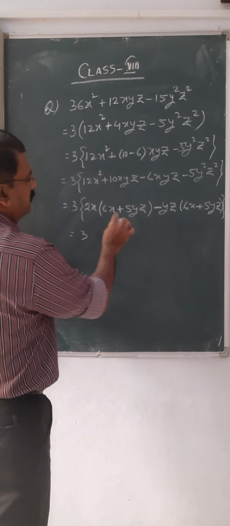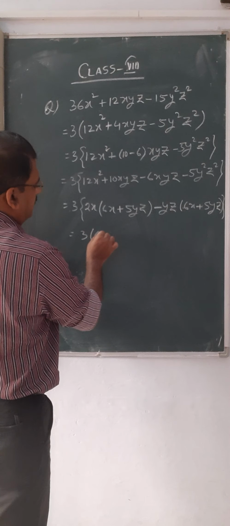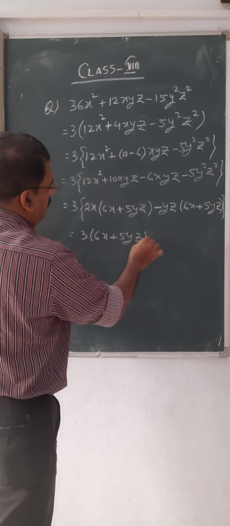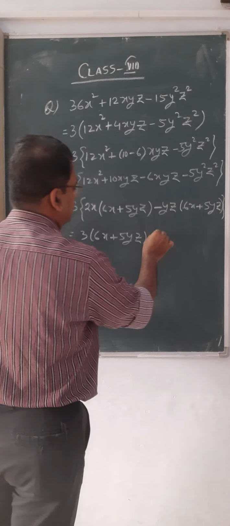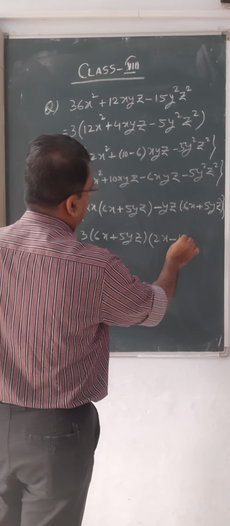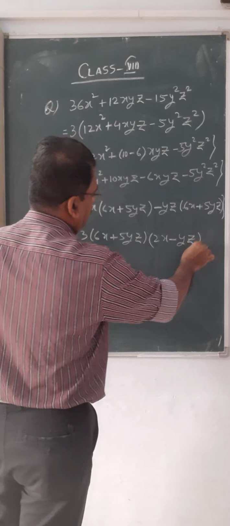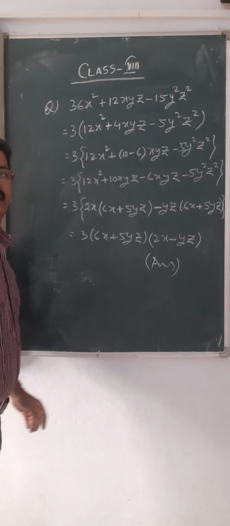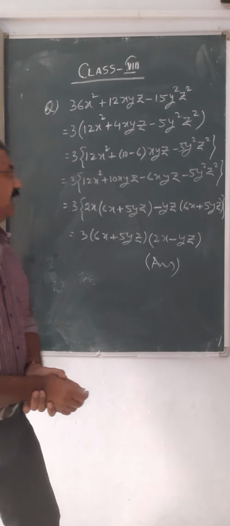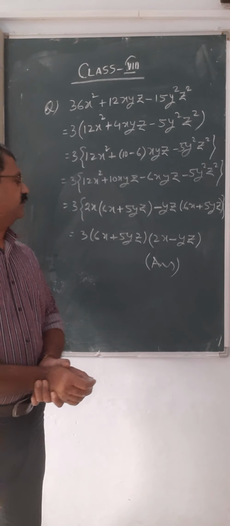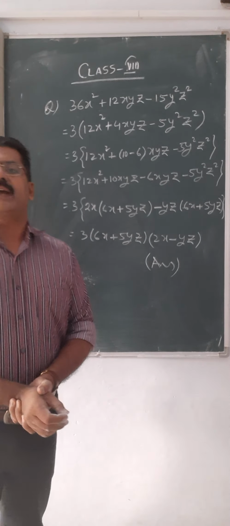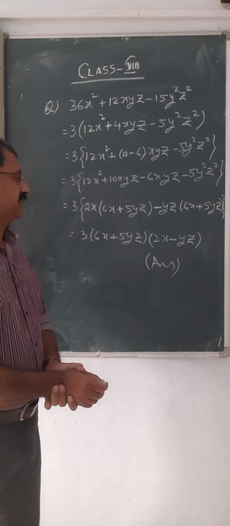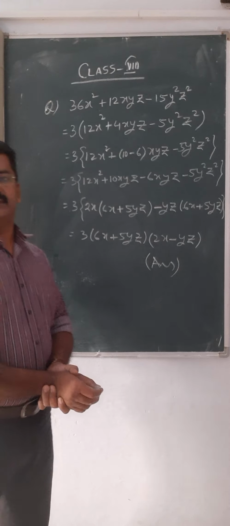Now from these two take 6x plus 5yz common. So in the other bracket you will have 2x minus yz, and that is your answer. There are three factors in this expression. One factor is 3, the other factor is 6x plus 5yz, and the third factor is 2x minus yz.